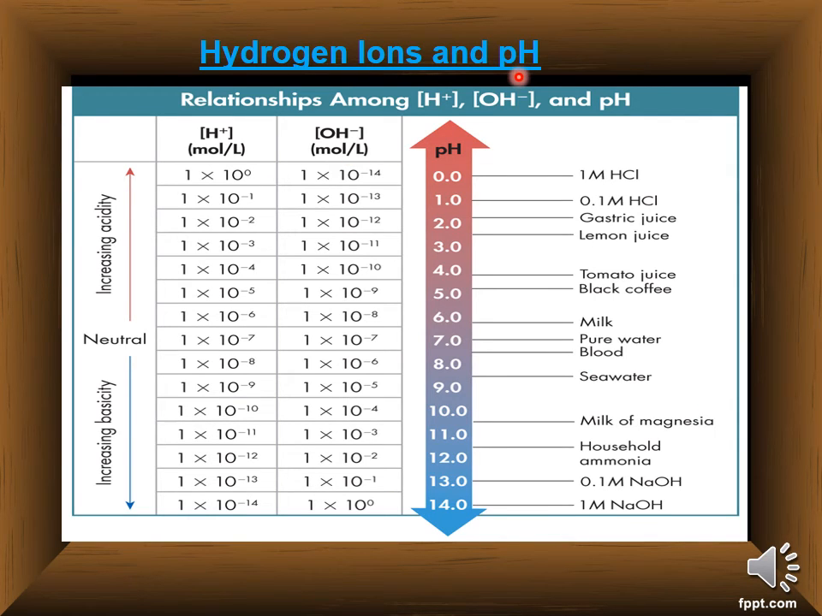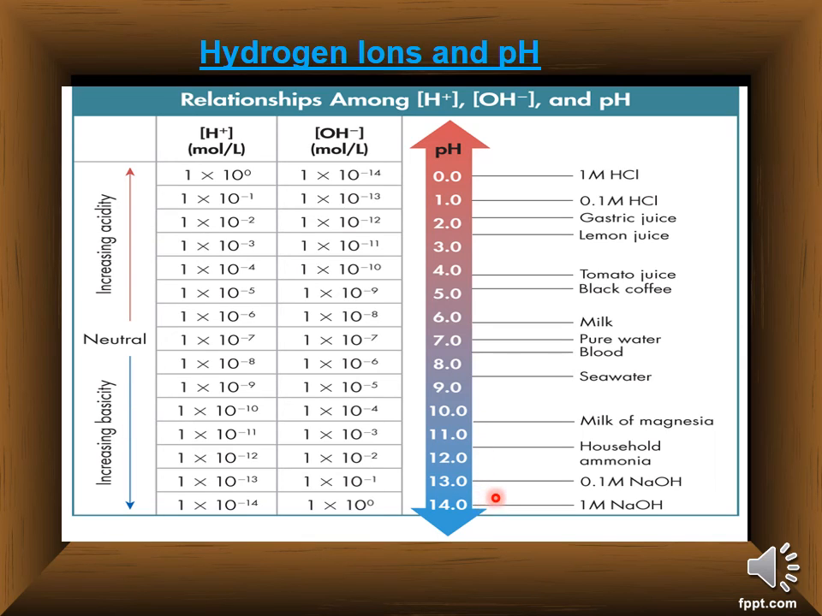Here we go. This is the hydrogen ion and pH. Look here, the pH starts from 0 till 14, and this is 7.0. Any solution in the 7.0 range is neutral. Pure water is exactly 7, blood is a little bit basic, and milk is a little bit acidic. When you go less than 7, like 6, 5, 4, 3, 2, 1 till 0, it is said to be more acidic. If you go from 7 to 14, it is said to be more basic. So basicity is increasing on this side and acidity is increasing on this side.